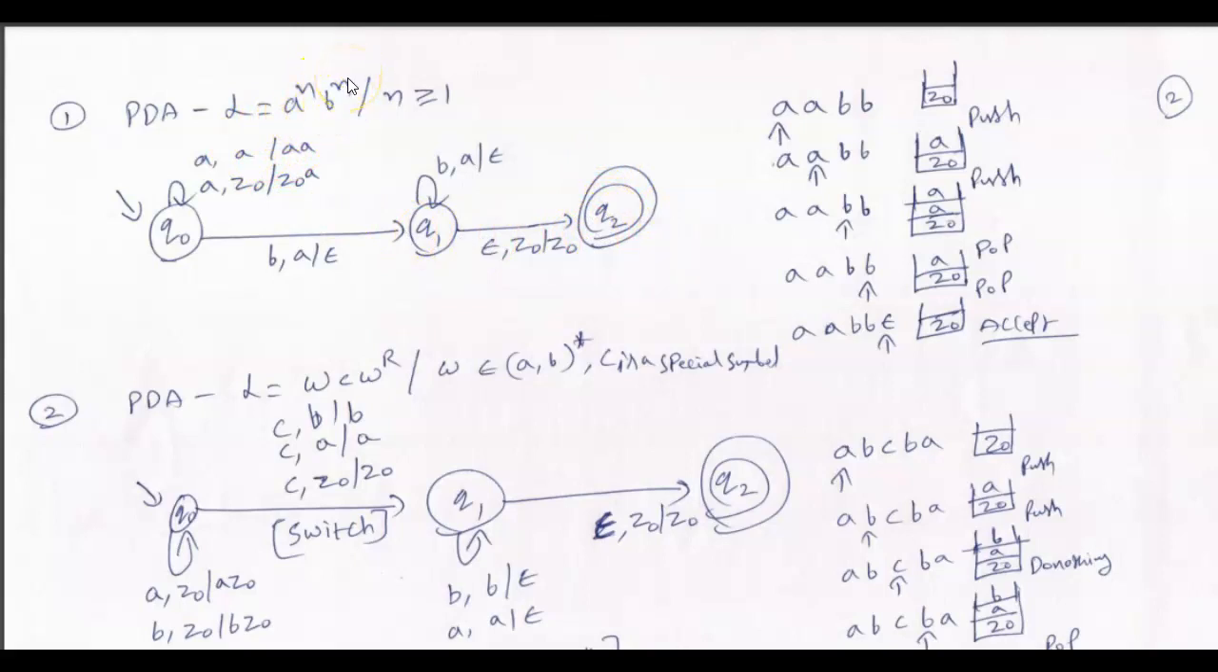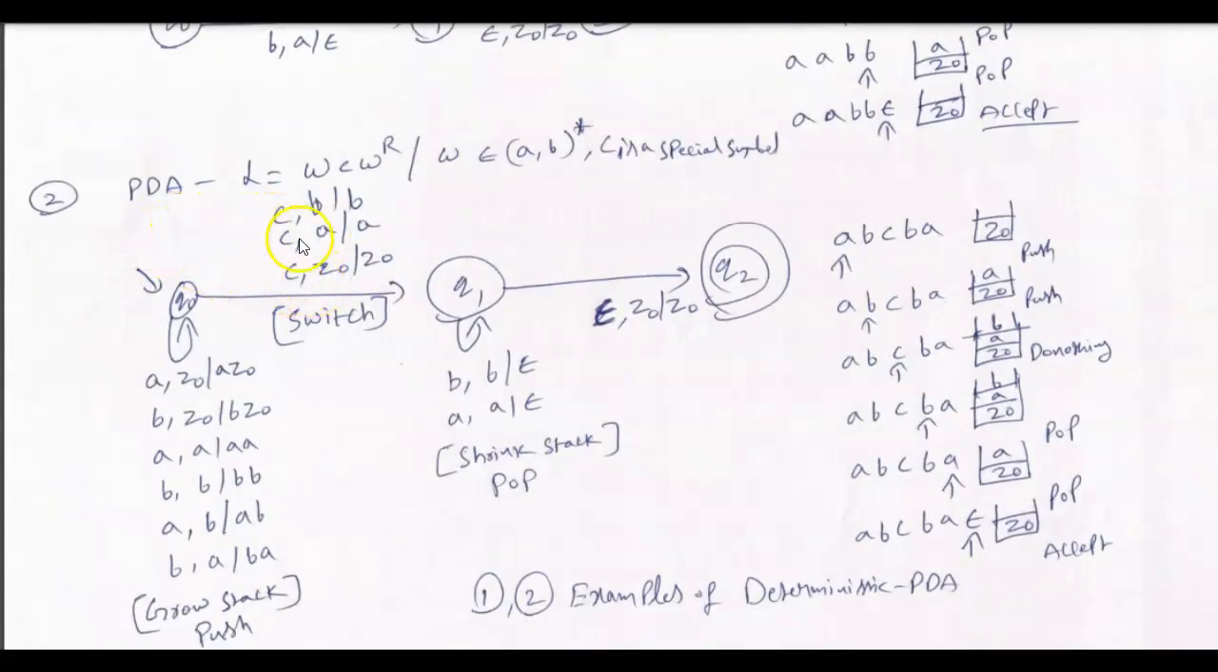What we have to do is go for a logic of when we have to perform push, when we have to perform pop, and when we have to change the state. These are the main three things that we have to keep in mind to build the PDA.